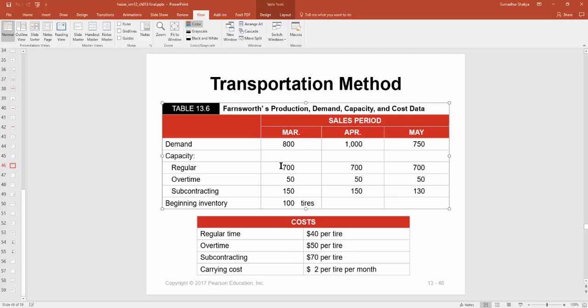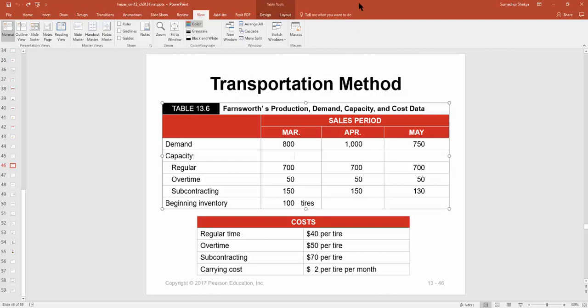Also, there are different targets that you are given. Let's say the demand for March, April, and May is given as 800, 1,000, and 750. Of this 800, 700 can be produced in regular time, 50 maximum can be produced in overtime, and no more than 150 units can be produced in subcontracting. If you produce in regular time, it costs $40 per unit. Overtime costs $50 a unit, and subcontracting, like outsourcing it to somebody nearby, costs you $70. If you produce in one period and carry it over to meet the demand of the next period, then you end up spending $2 per unit as a storage cost.